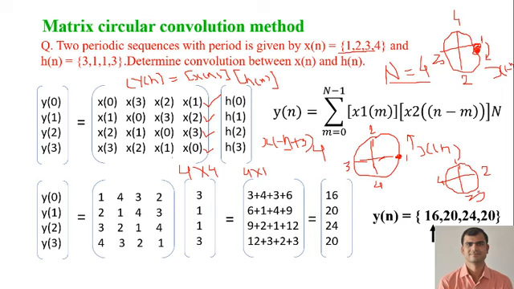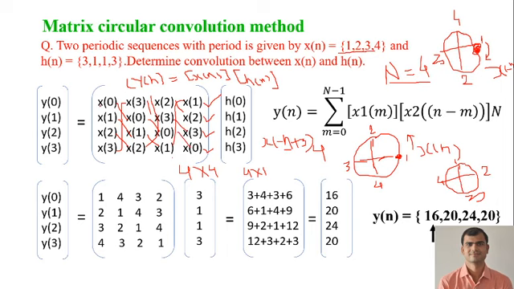Then again we have to shift, so we will have 3 shifted here: 3 2 1 4. Again we need to shift, so we will have 4 here: 4 3 2 1. In that way we have to write. Or, the simpler version: you write x of 0, x of 1, x of 2, x of 3 as it is. You shift the value of 3 here, then you take x of 0, x of 1, x of 2, then 2 here, then x of 3, x of 0, x of 1, then 1 here, x of 2, x of 3, x of 0.